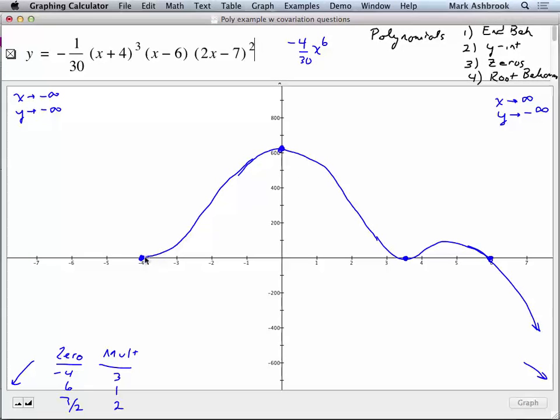Cubic, so like this. So here's a possible sketch. Somewhere there's a maximum here, we don't know for sure, but we haven't figured that out. So let's take a look. I'll make it red so it stands out.